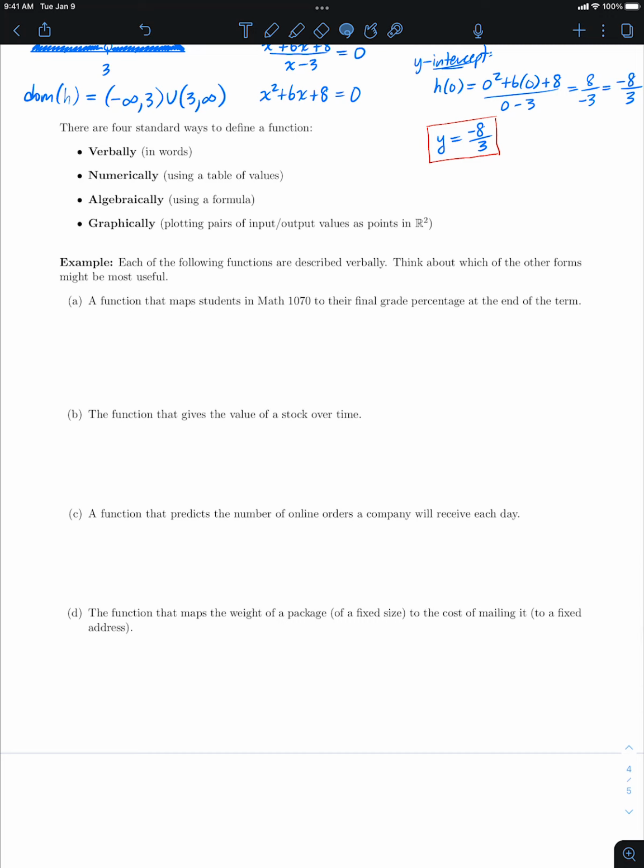That's the end of this section. We'll move on to looking at special types of functions in the next section, section 2.2.